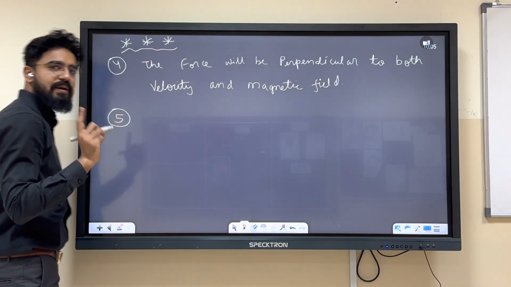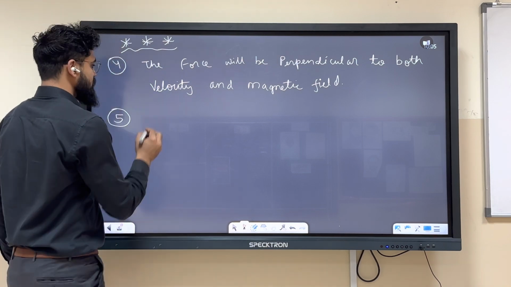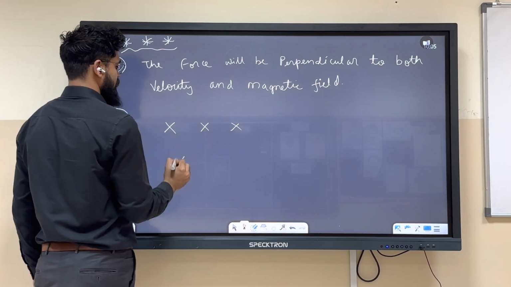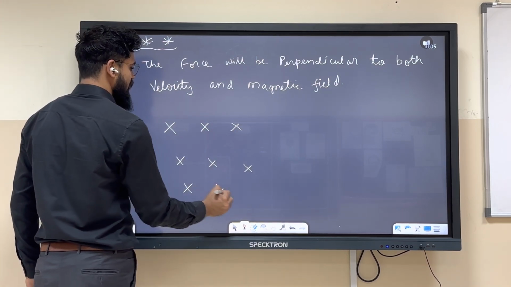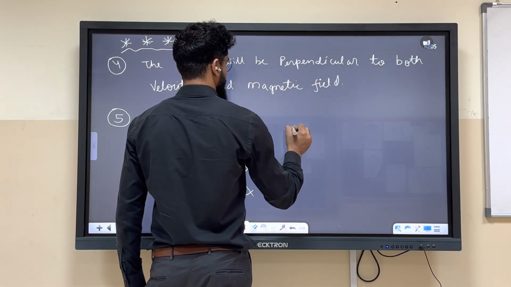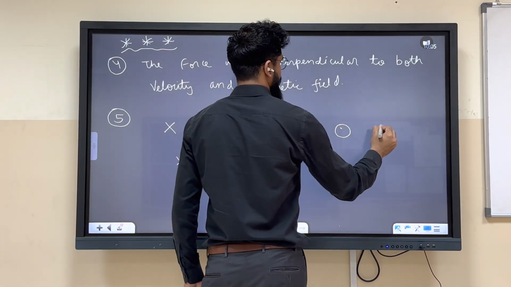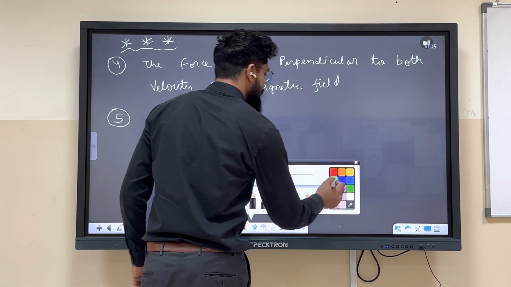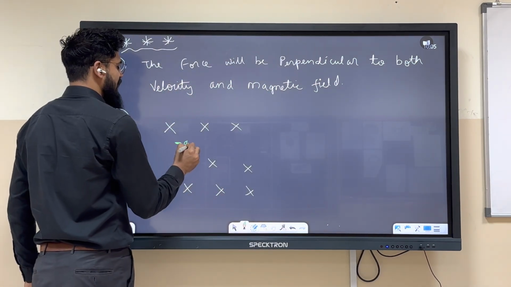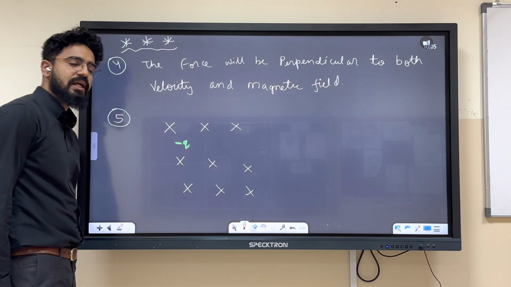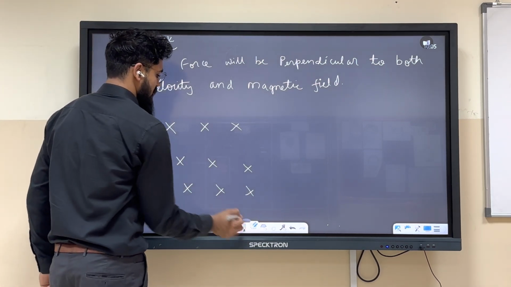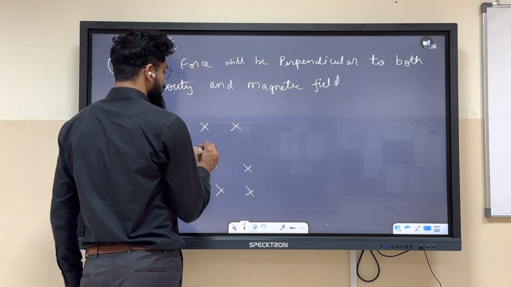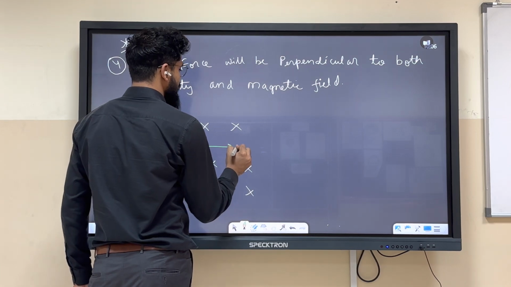Fifth one, now look carefully. Okay, fifth one, we are solving it in the form of a question. If this charge is negative, let's say your electron is there, the charge over here is negative. Okay brother, charge over here is negative. Now it is moving in this direction, so the force will be in what direction?